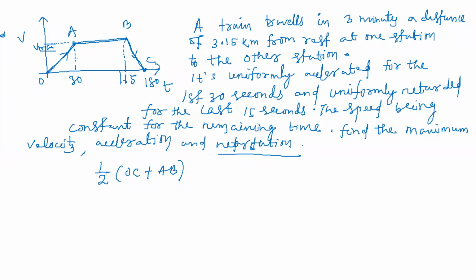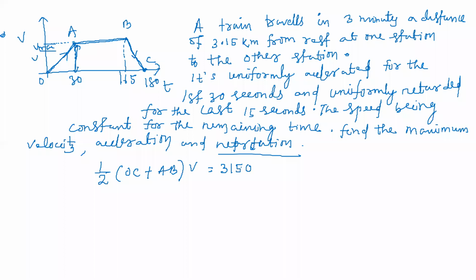Height is how much, students? This is the speed, this is the height now. And this value of height is how much? Speed, V. So half into sum of parallel sides into V is equal to total distance, which is 3.15 kilometers. Converting to meters, 3.15 into 1000 is 3150 meters. Understood, friends?